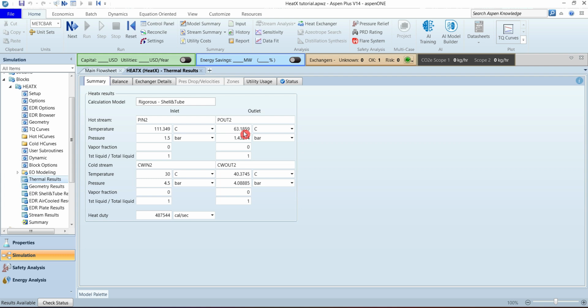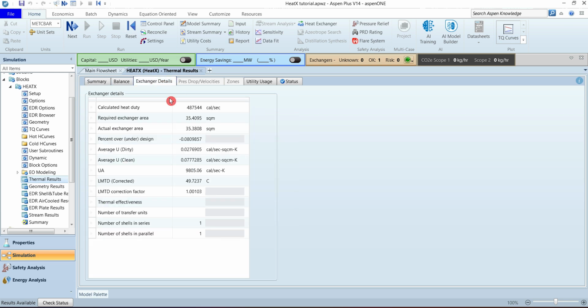So that can be a potential case when a new heat exchanger is installed on site and all the available geometry is effectively utilized for the heat transfer case. And you can notice the difference between the required exchanger area and the actual exchanger area that has been used for the simulation purpose. And even the corrected LMTD has slightly changed based on the new heat transfer problem.